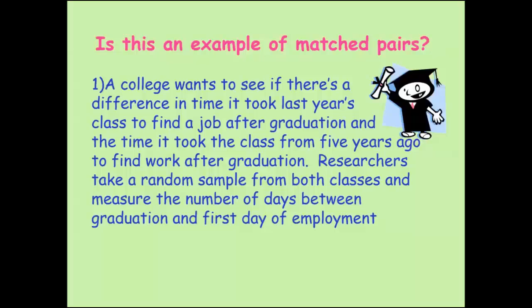Alright, so let's first look at some examples of different scenarios and see if they even fit the matched pairs definition, and then we'll eventually get to what one does about the matched pairs test. So, a college wants to see if there's a difference in the time it took last year's class to find a job after graduation and the time it took for the class from 5 years ago to find work after graduation. Researchers take a random sample from both and measure the number of days between graduation and the first day of employment. So is this an example of matched pairs?